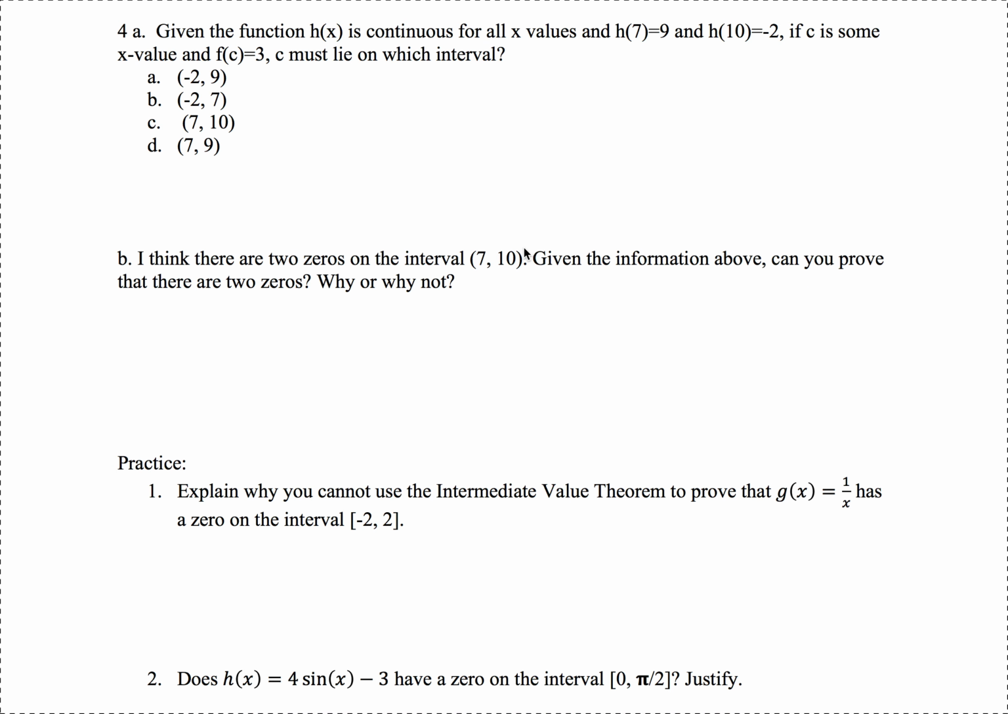All right, I want you to pause the video right now and go ahead and answer 4a and b. Given that the function h is continuous for all x values, and h of 7 is 9, and h of 10 is -2, if c is some x value and h of c equals 3, c must lie on which interval? What can we prove here? Go ahead and answer that one. And then b, I think there are 2 zeros on the interval 7 to 10. Given the information above, can you prove that there are 2 zeros? Why or why not? Go ahead and pause the video and give those two a shot.